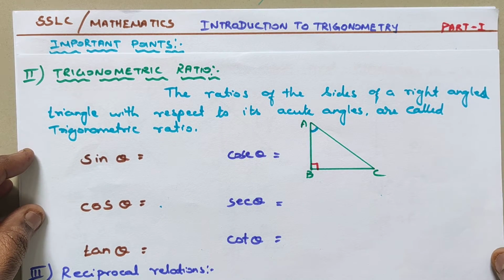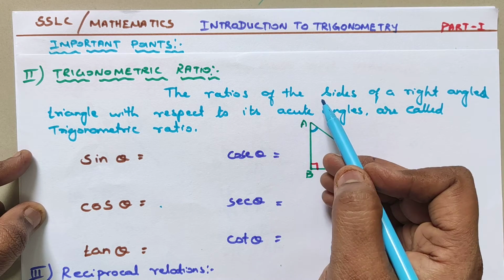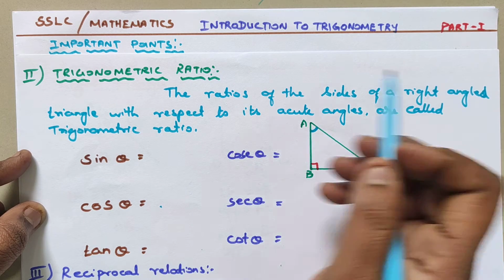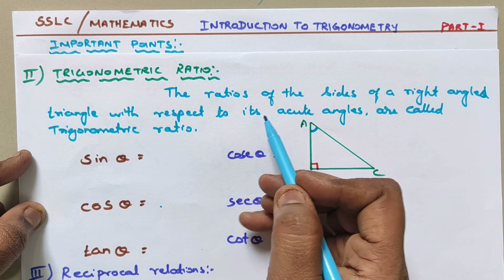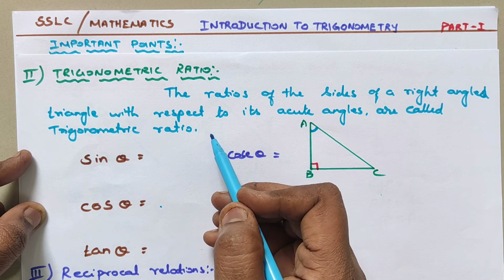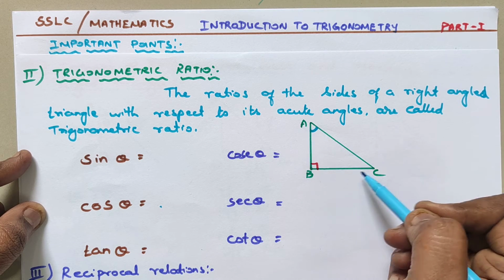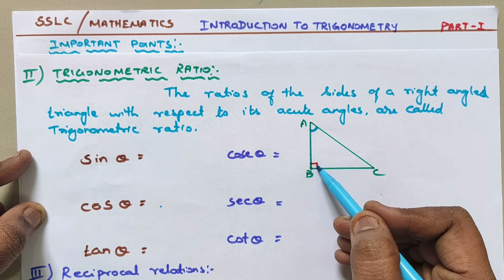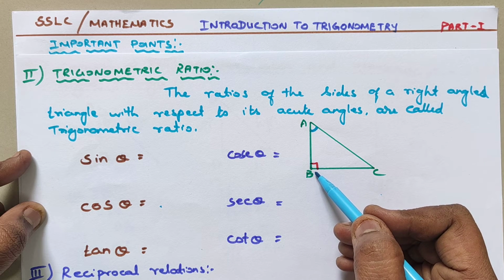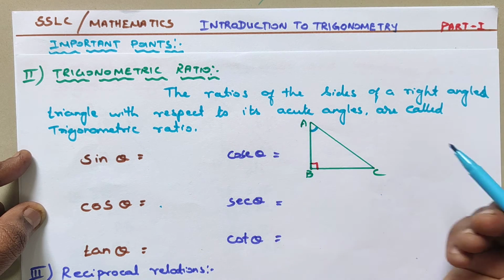Next I am going to explain trigonometry ratios, the second important point to remember. Trigonometry ratios: the ratios of the sides of the right angle triangle with respect to its acute angle are called trigonometry ratios. So according to the given definition, this is a right angle triangle, and the angle B is 90 degrees. So the ratios of the sides of the right angle triangle with respect to its acute angle.